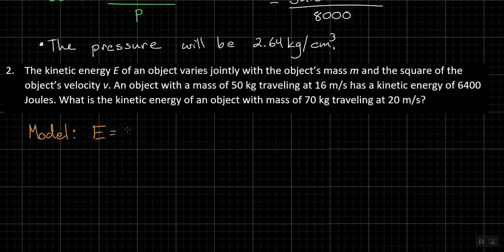It varies jointly, which in my mind I'm already thinking, okay, that's a product. K times something times something times something times something. Cool. So we get K. And it varies jointly as what? The mass m and the what? The square of the velocity.